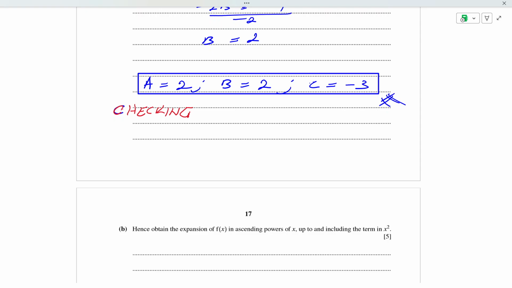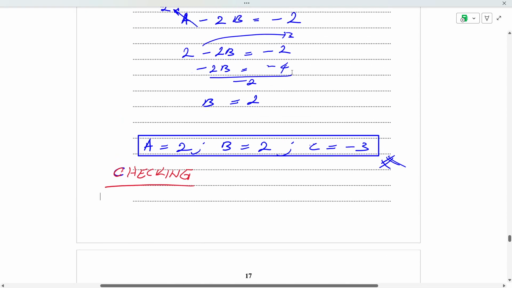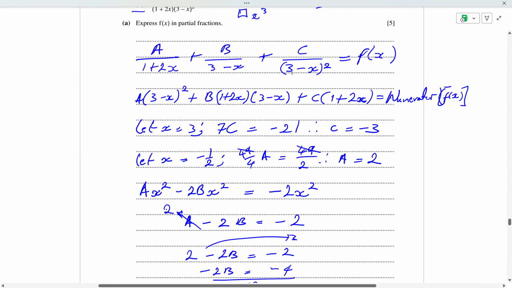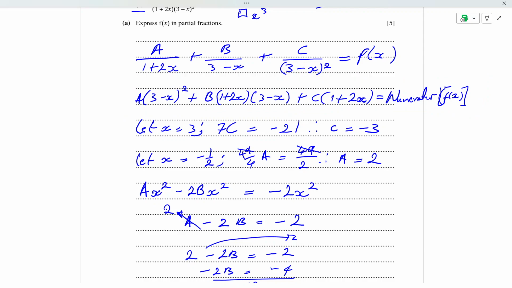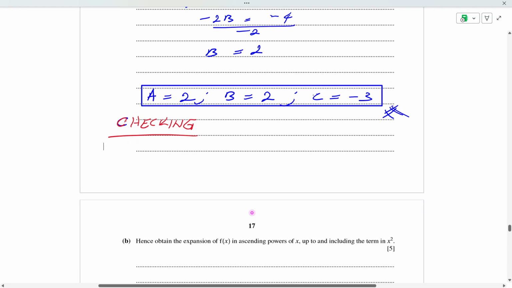Before I check, I want to show you how you check whether these values are correct. What you simply need to do is use this equation here to check. When you're substituting the values for A, B, and C, you're supposed to get the numerator. All right, so let me do it very quickly.